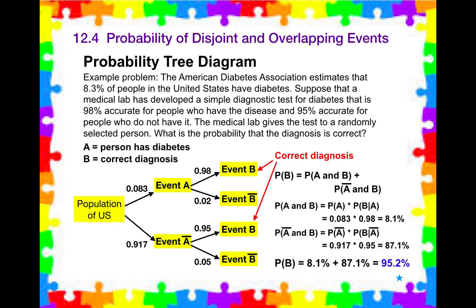So the probability of having a correct diagnosis is that we take 8.1% plus the 87.1%, and we get 95.2% is the chance that you will have a correct diagnosis of diabetes.